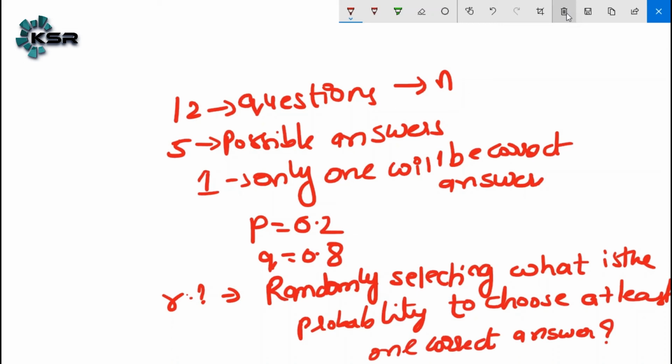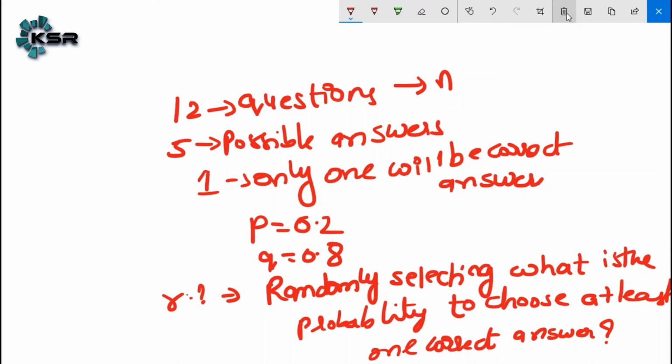Randomly selecting, what is the probability to choose at least 1, that means greater than or equal to 1, up to how many questions? 1 can be a correct answer. There could be a possibility of 2, 3, 4, 5, 6, 7, 8, 9, 10, up to 12 correct answers.